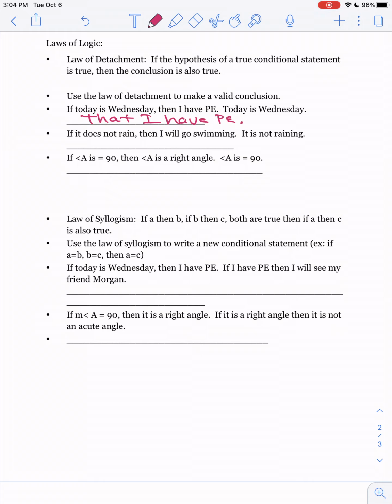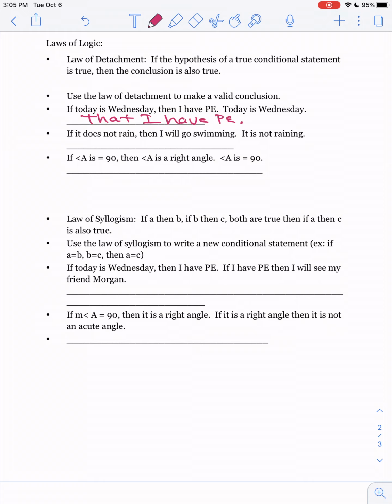Be careful. They can't tell you the conclusion is true. I have PE, therefore I can conclude that it's Wednesday. It doesn't work backwards. Maybe you have PE on Wednesday and Thursday. They have to tell you the hypothesis is true, therefore the conclusion is true.